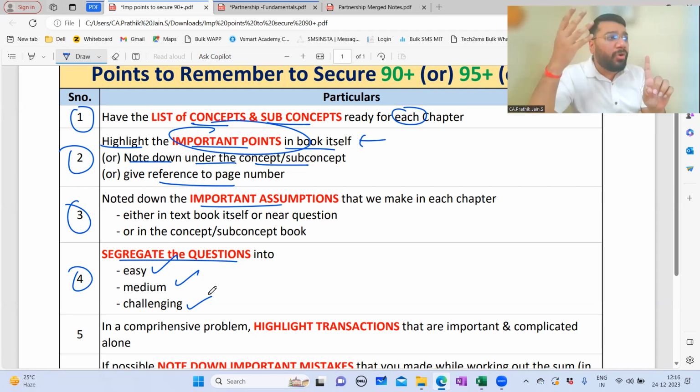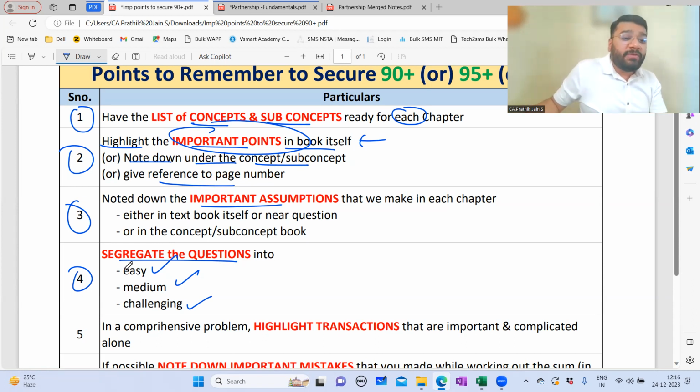Let's say you're following TS Grewal book or DK Goel book. Are you in a position to go through all the questions in those 4 days? All the sample paper questions, all the past examination questions? Impossible. So you need to be smart enough and decide now that in those 4 days, what questions you're going to see and what questions you're not going to see.